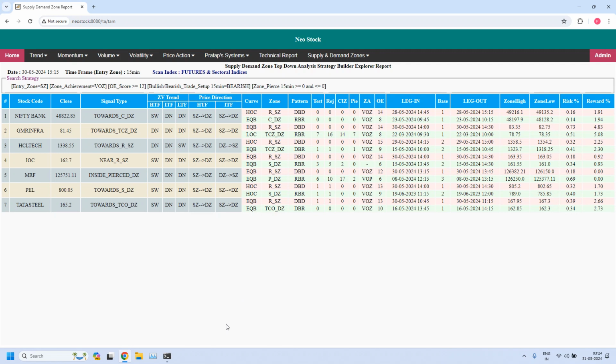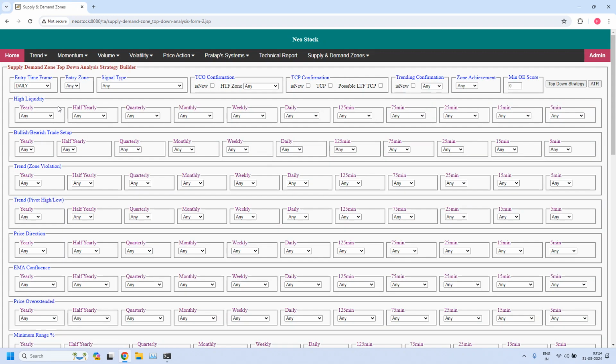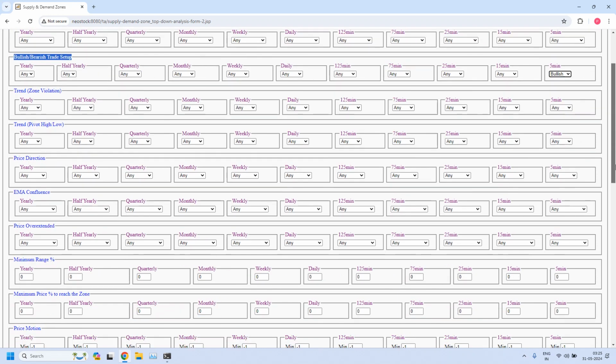Okay, now let us generate bullish and bearish trade setups for hourly income trade. For hourly income trade, the entry time frame is 5 minutes and the entry zone is demand zone for bullish trade setup, and also in bullish or bearish trade setup in 5 minutes time frame I am selecting the value bullish.